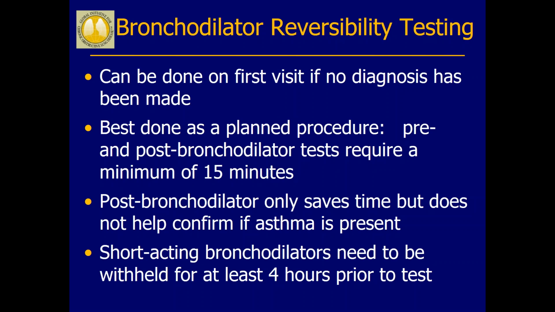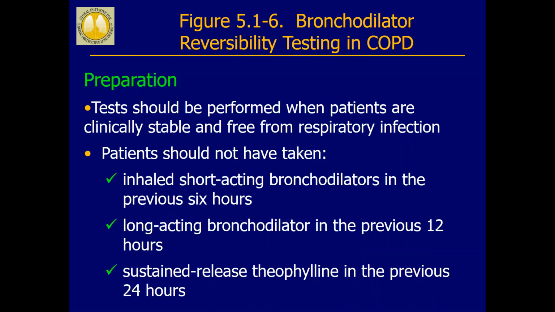It helps save time and also helps confirm if asthma is present, okay? So it's a good idea to do it because maybe somebody has asthma and not really COPD, and vice versa, for the patient you're concerned about for asthma or COPD. One consideration is that you have to withhold short-acting bronchodilators for 4 hours prior to the test. Otherwise, it obviates the results, right? Then you're really not doing a pre-bronchodilator test, and it's hard to then use that to compare it to the post-bronchodilator test.